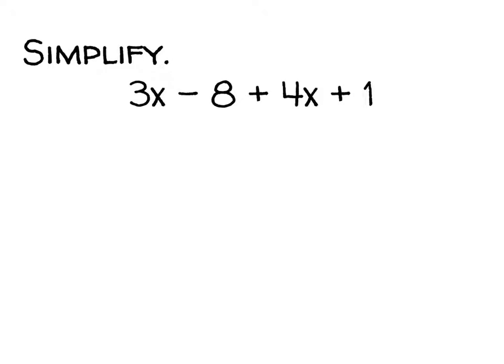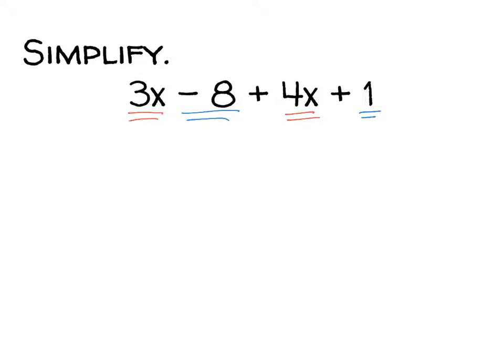Okay, so for this first one, we want to simplify, which really means combine like terms, get it to the smallest form, with as few terms as possible. All right, so we are looking for like terms. For instance, anything with an x, that's a like term. My constants are like terms.